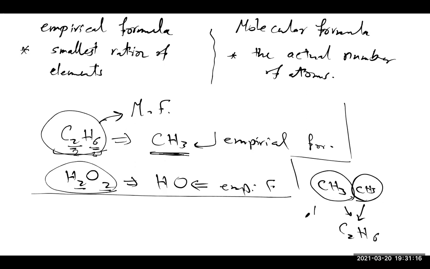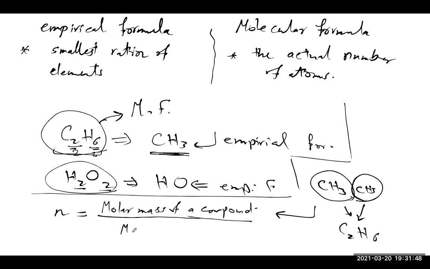How many times do we need to repeat the empirical formula? Actually, it differs from one compound to another. It may be 2 or 3 or 4. It may be 1. So to calculate the number of repetitions needed to get the molecular formula, we need to use a formula. We need to divide the molar mass of the compound, and this will always be given, over the molar mass of the empirical formula.